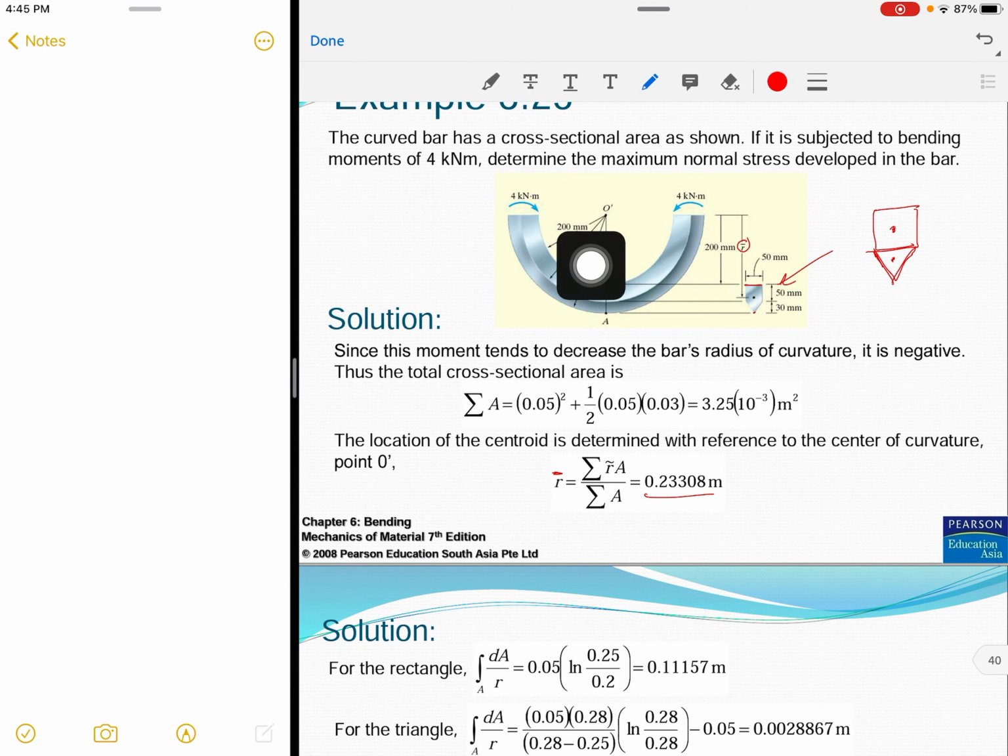So let's try this simple example. Example 6.26. The transition in the cross-sectional area of a steel bar is achieved using a shoulder fillet. See, there's a fillet right there. If the bar is subjected to a bending moment, now let's understand that the moment is about this axis, in this direction, so that means the rotation is like that. So hopefully you understand how the moment is applied to the specimen or the object.